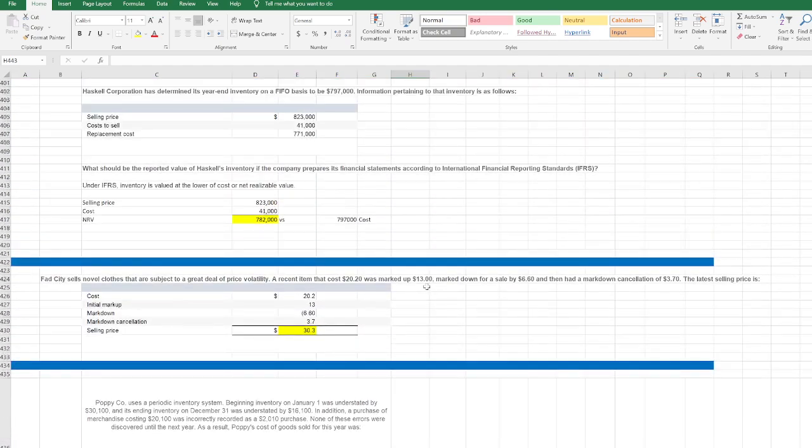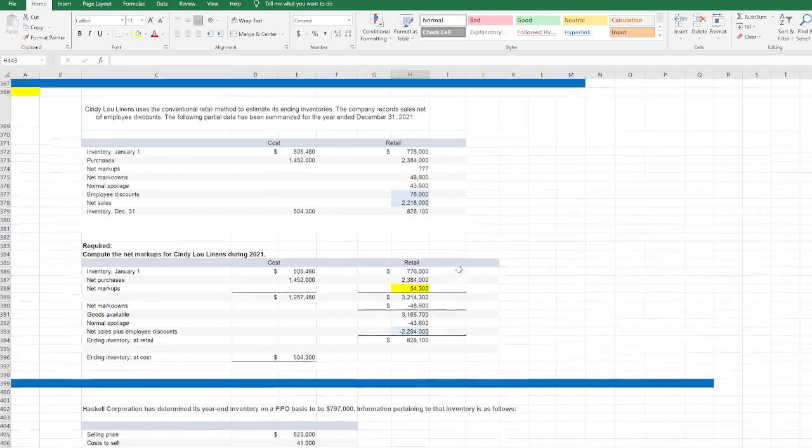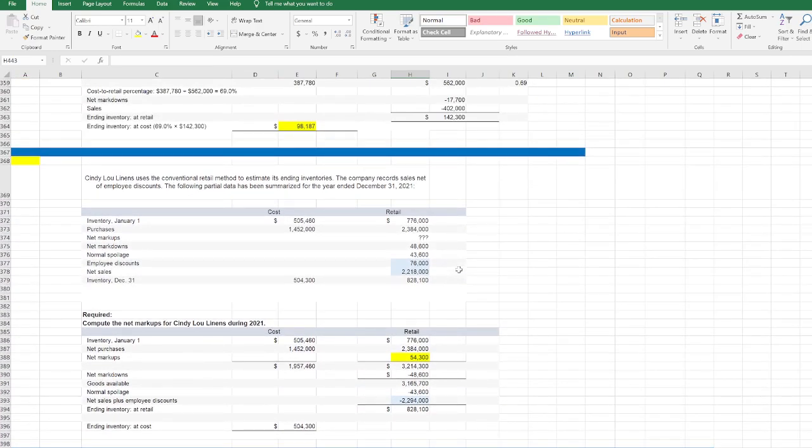So hopefully this was helpful. Again, I really encourage you to continue to take the exam multiple times so you get exposure to all the problems, and have these formulas set up in Excel, and it should make your life a lot easier.